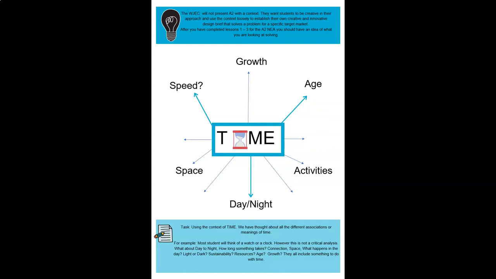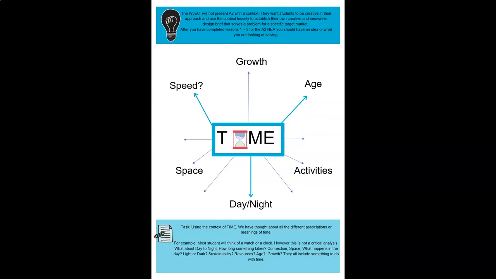After you've completed lessons 1 to 3 for the A2 NEA, you should have an idea of what you are looking at solving. So on this page here, you could put an example of your initial word association analysis where you've explored your context in different areas. So as you can see here, this is the start of one, using the context of time, thinking about different associations of the meaning of time.